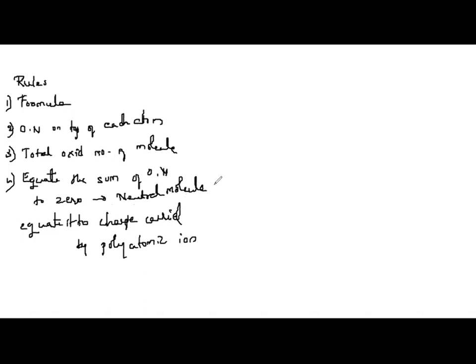If it is -2, you'll equate it to -2. If it is +1, you'll equate it to +1. And the oxidation state of whichever element or atom you're finding, you solve that for X. Suppose you want to find the oxidation state of some atom: when you write the formula, the element whose oxidation state you want to find, you write it as X. And solve for X. The last step is solve for X. So this is how we find the oxidation states of the elements. Let me take examples to make this clear.